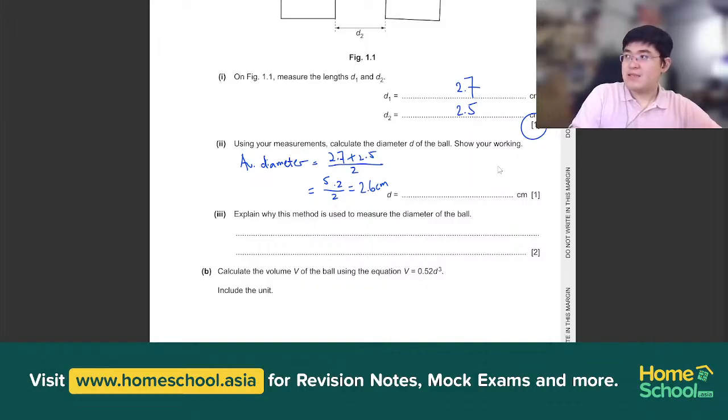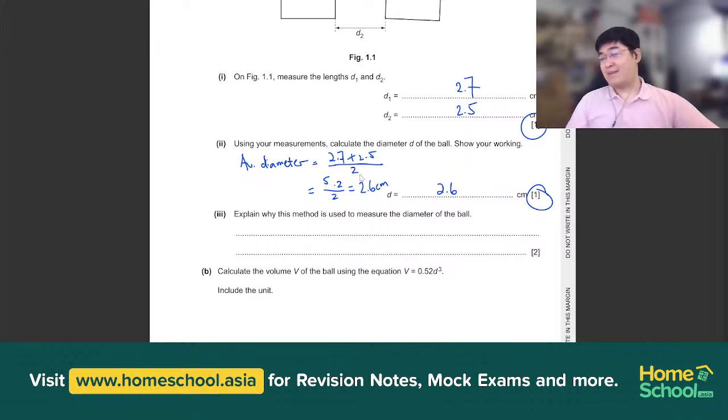So this is what we get. Of course, if you get the average, that is 2.6, correct? You should get your 1 mark here as well. Now let's move on to part 3. Now 2 marks, you have easily 2 marks in the bag already. Let's move to part 3, which is 2 marks.